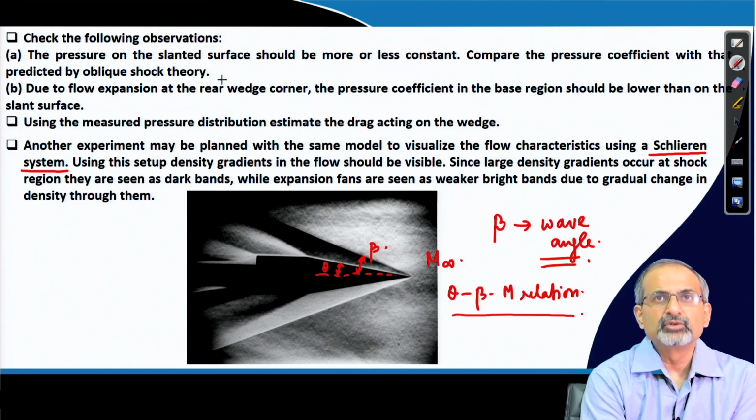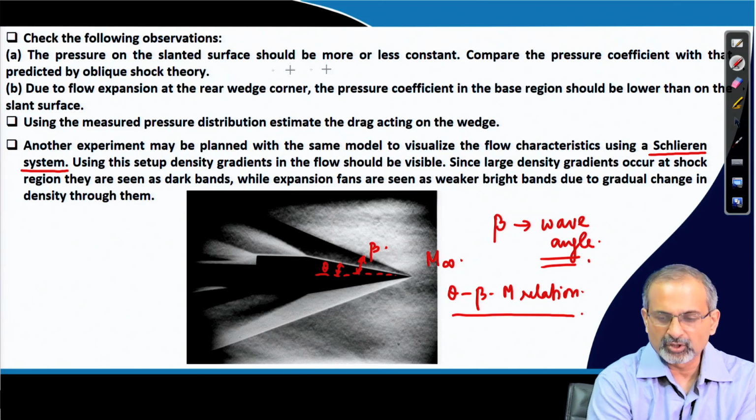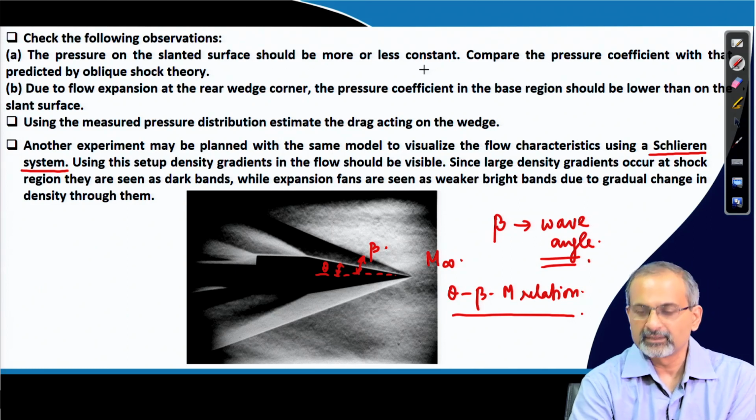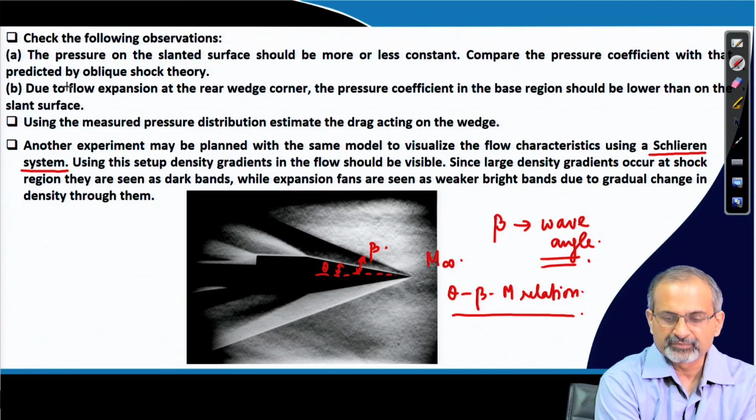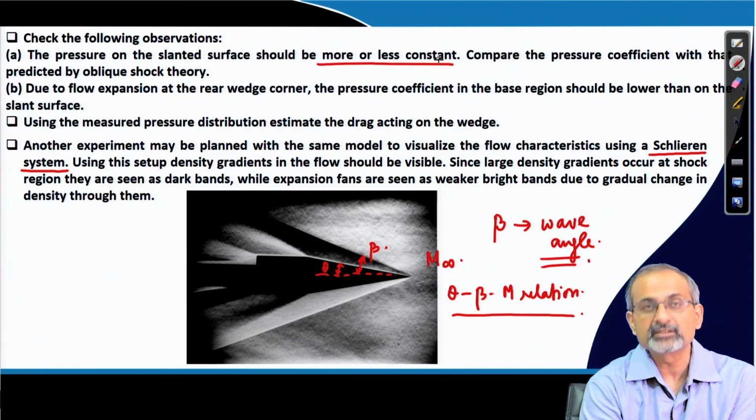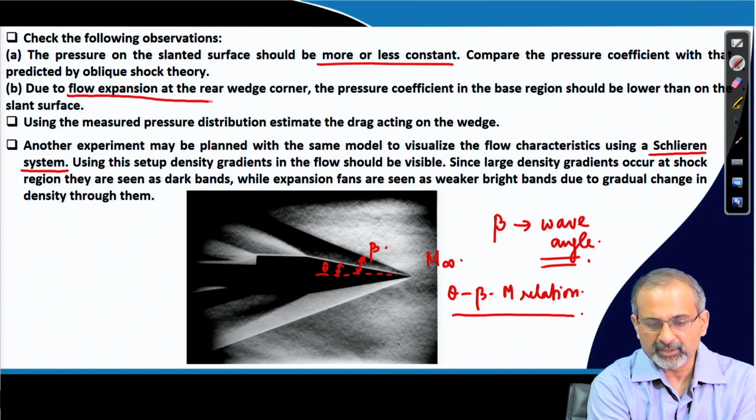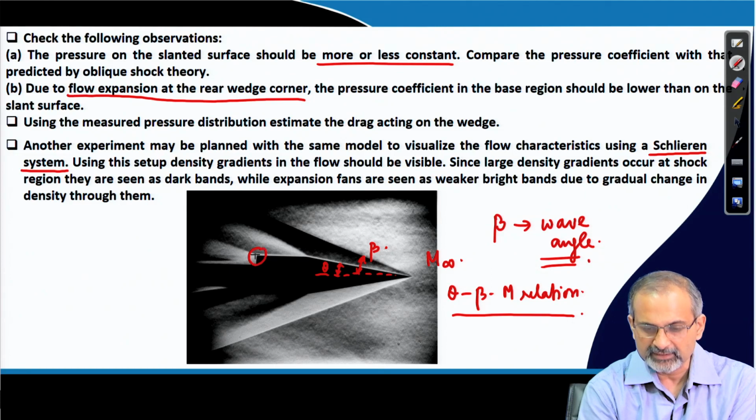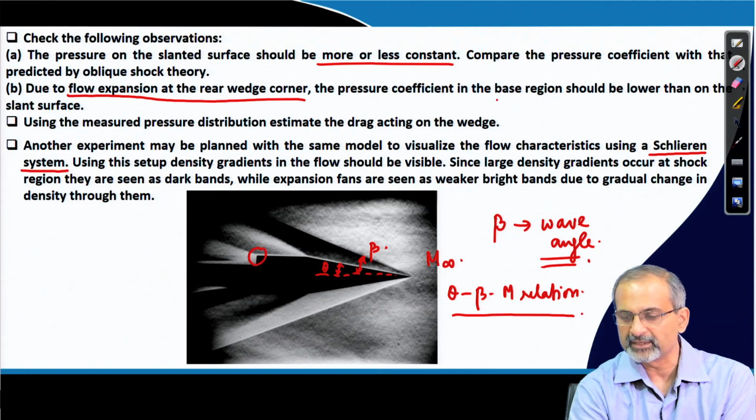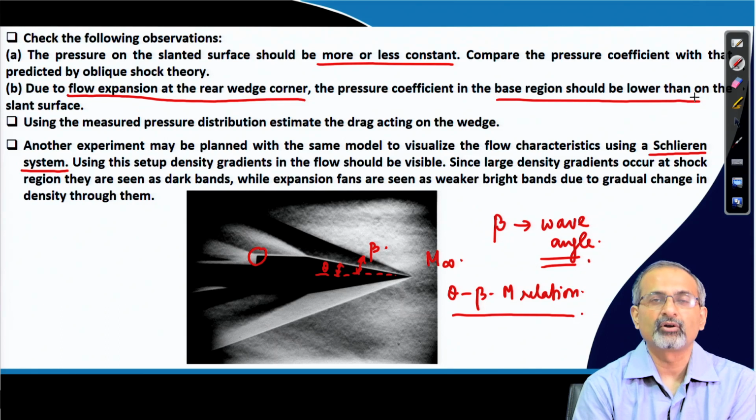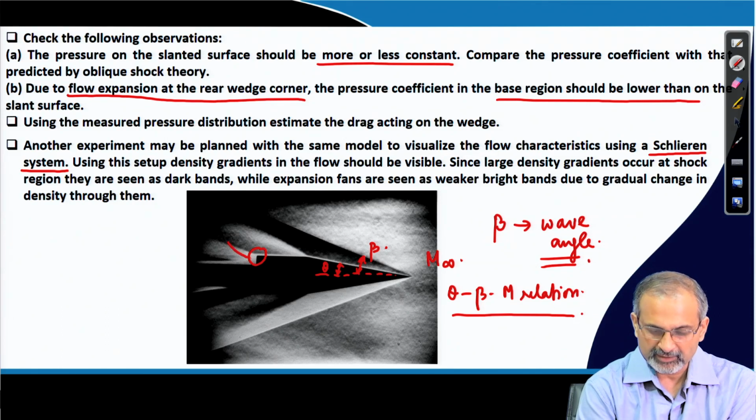There are other things that you need to note, that is, the observations that will come from your experiment. That means whether the pressure coefficient is more or less constant on the slanted wall of the wedge. Again, due to the flow expansion at the rear wedge corner, that means in this region, whether the pressure coefficient in the base region is lower than on the slanted surface or not. You can imagine that in the base region, which is in the rear part, the pressure will be lower than what you have on the slanted part.